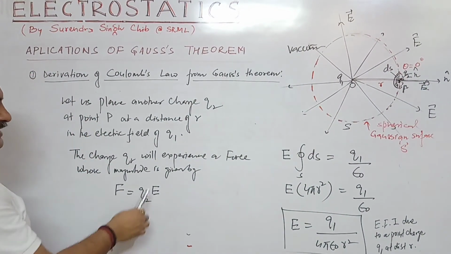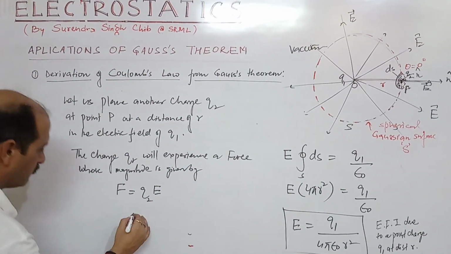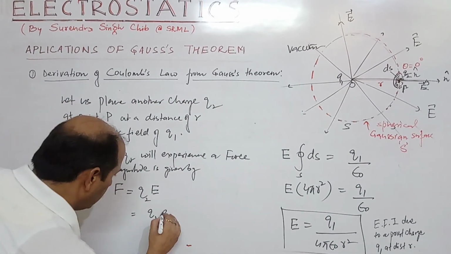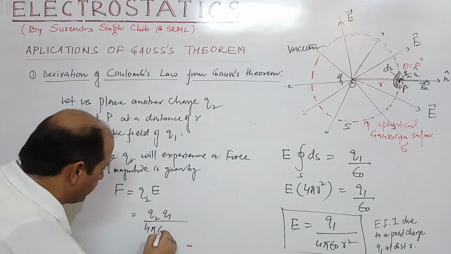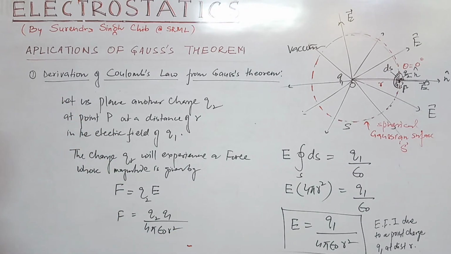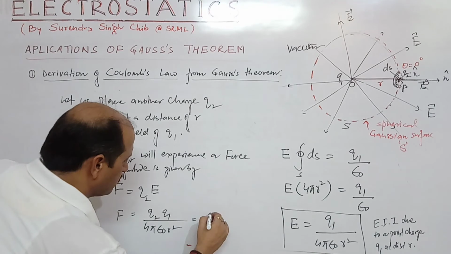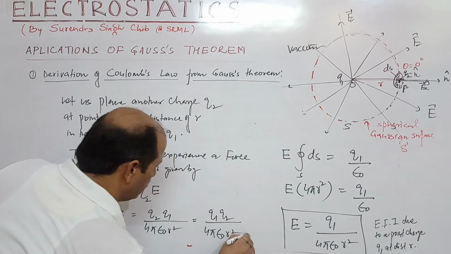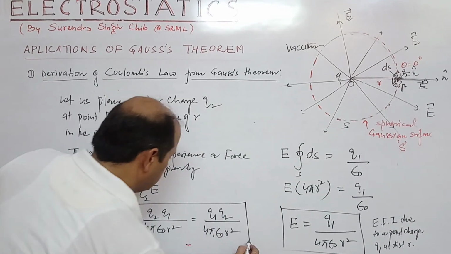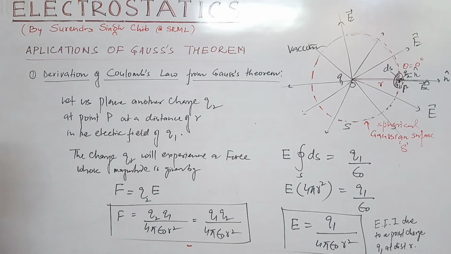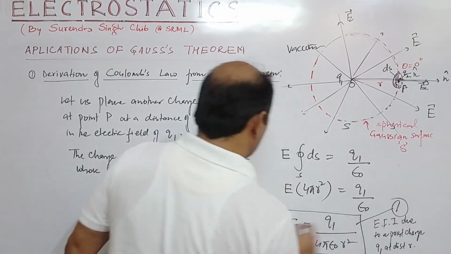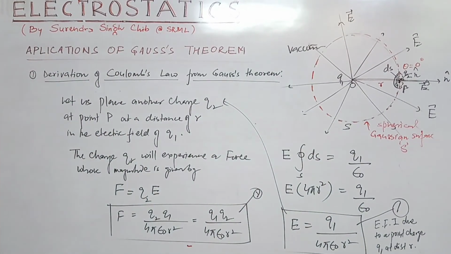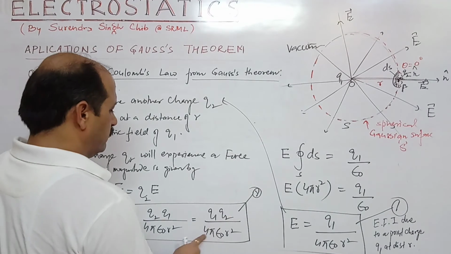So here it should be Q2. And what is the electric field? What is the value of E? Q1 upon 4 pi epsilon naught r square. See the force. Rearranging the things, we get Q1 Q2 upon 4 pi epsilon naught r square. And this is Coulomb's law. So this was our first equation, and this is the last equation. After this we came here. So what is Coulomb's law? Q1 Q2 upon 4 pi epsilon naught r square.